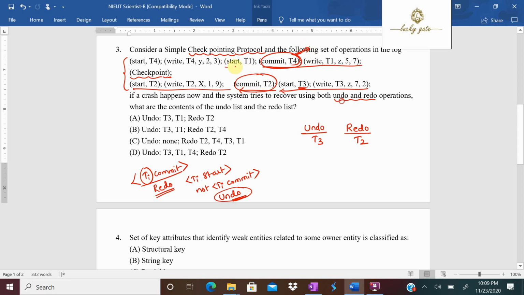But you observe here, start T1 is there. Because start T1 is there, T1 commit is not there. Because T1 commit is not there, T1 is to be added into the undo list. So what is the undo list? T3 and T1. What is the redo list? T2. So redo T2 and undo T3, T1 is satisfied by option A. So the answer for this question is option A.